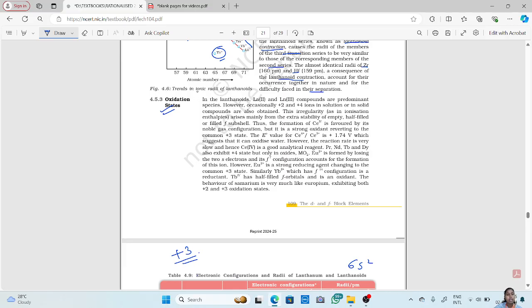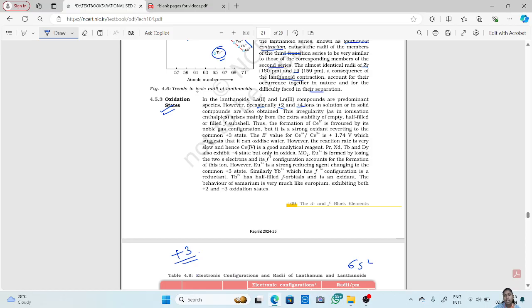As I told you, the lanthanide series have +3 as the common oxidation state. Now lanthanides, the compounds, Ln2+ and Ln3+ are the predominant species. Occasionally, +2 and +4 ions in solution or in solid compounds are also obtained. So you can obtain +2 and +4 oxidation states also.